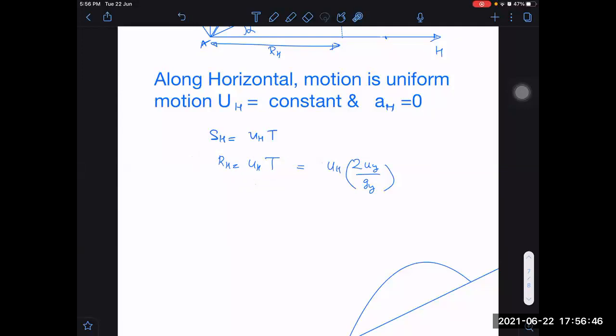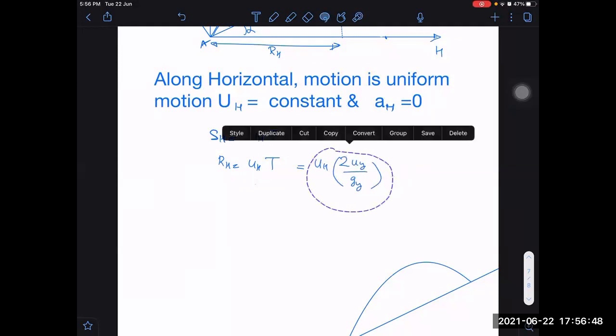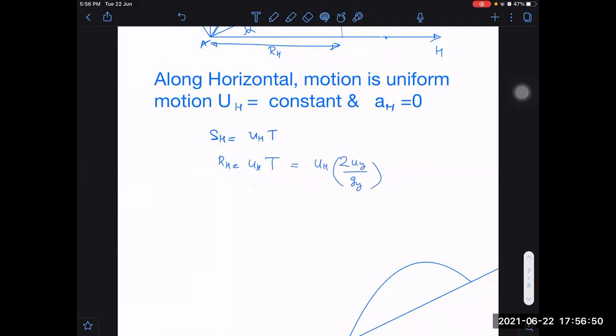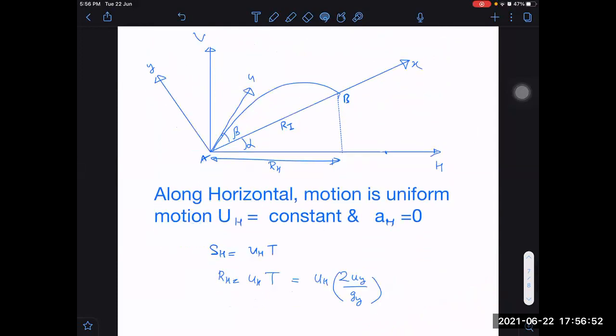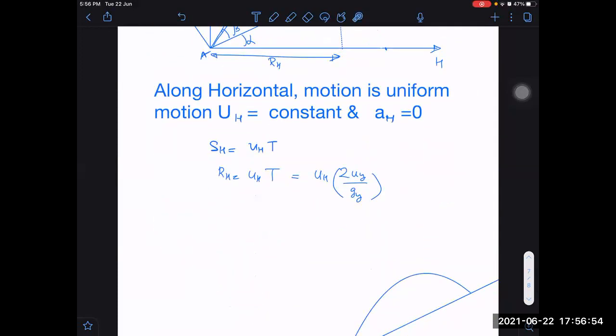But what is the time of flight? We have already found before. Time of flight, you remember, in this HUT triangle. That's why I said that the HUT triangle should be learnt by you. So it will be 2 into UY by GY, right or not? Are you able to recall this formula? 2 into UY by GY into UH.